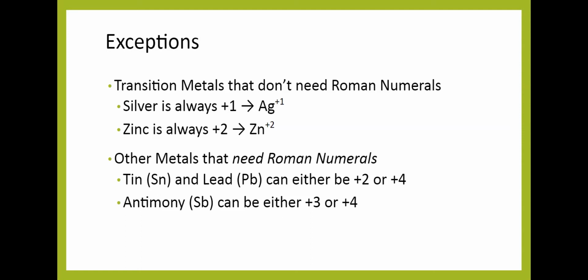And then there are a few other metals that are kind of funny in that they need Roman numerals because just like the transition metals, they can vary their number of valence electrons. So those examples include tin and lead, which can either be +2 or +4, and then antimony, which can either be +3 or +4.